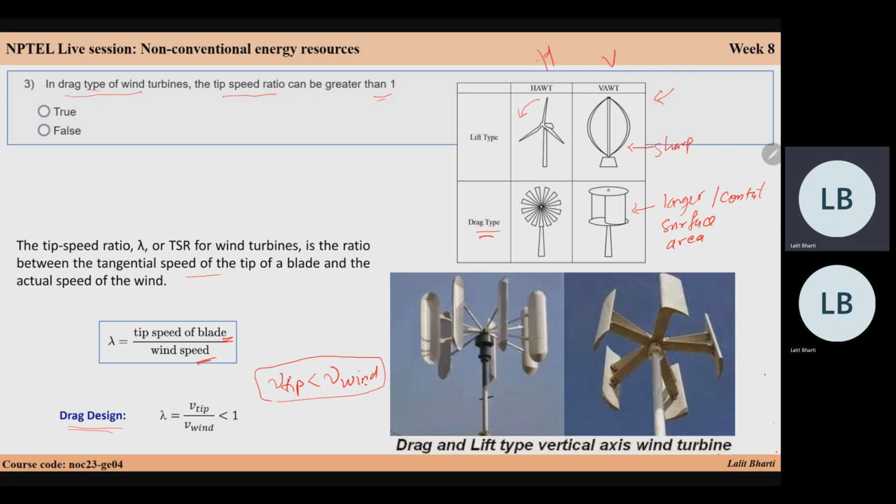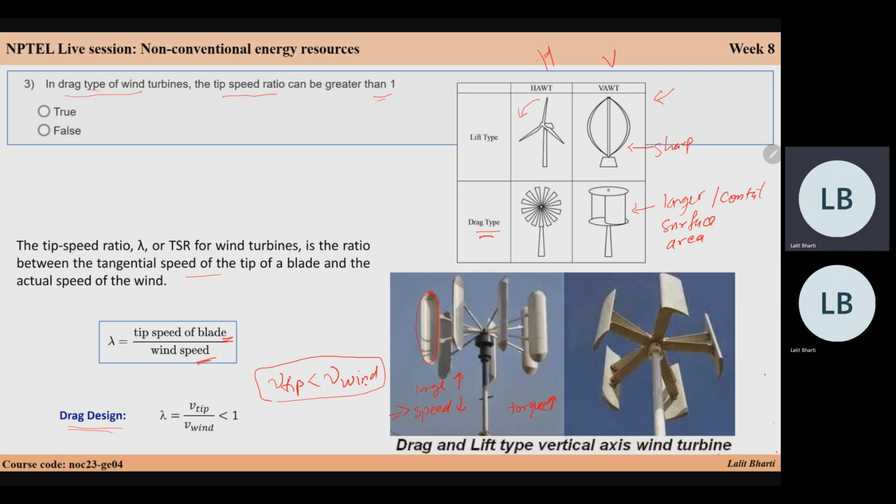So from here you can also understand that just because their surface areas are very large, their speeds are low, but the torque produced will be higher, because overall the energy should be conserved. So the torque produced will be higher, and this torque can be used with an appropriate gear system to harness a higher amount of energy.